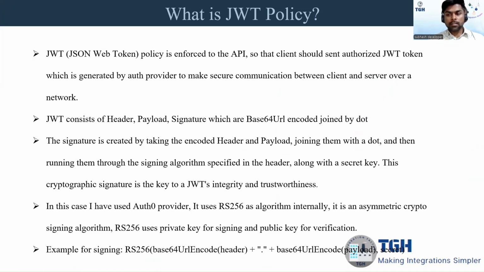To create the signature, it uses the encoded header, payload, and a secret key. In our case, we are using the Auth0 provider, so it uses the RS256 algorithm. It is an asymmetric cryptography algorithm. It uses a private key for signing the signature and a public key to verify the signature. And this is how the signature is prepared using the algorithm. This is the base64 header, and this is the payload and the secret.